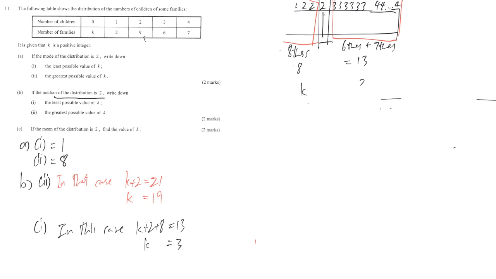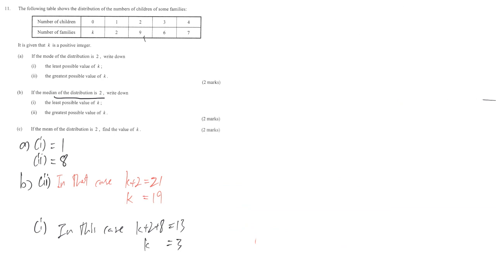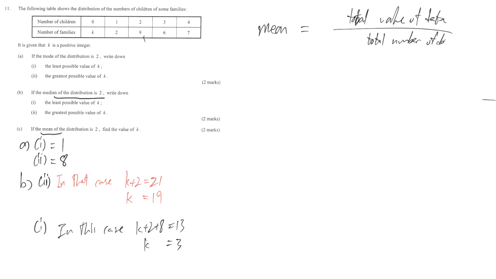So in part C, we need to find out the mean. They tell us some information which is about the mean. So don't forget that the mean is the total value of data divided by the total number of data. That means using the frequency. To do this, the mean is given, which is 2.